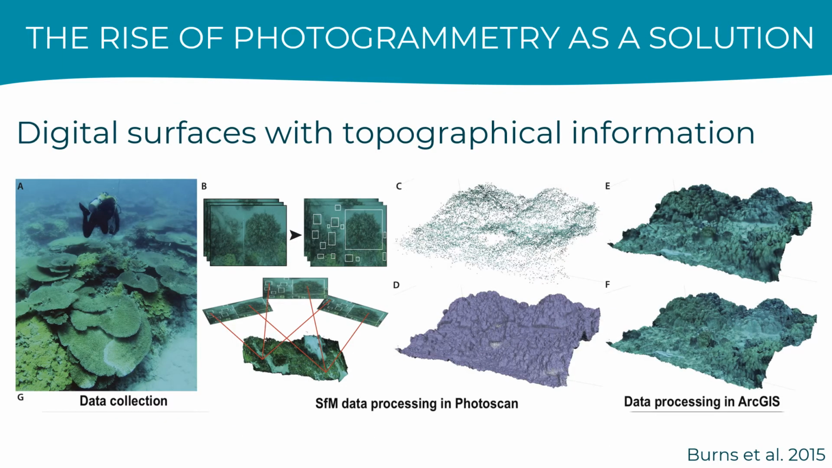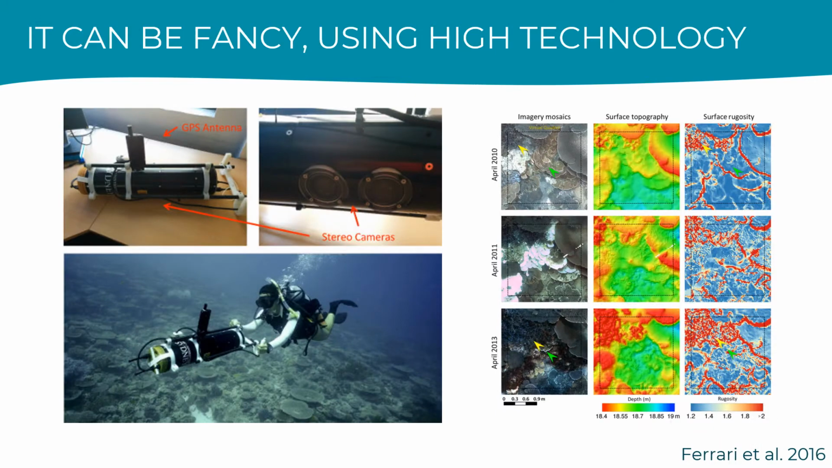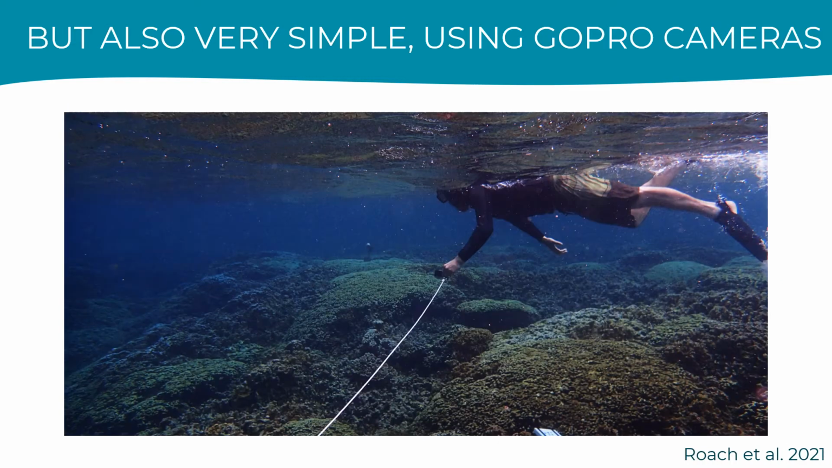Recently, a great solution has come alive: photogrammetry. This technique relies on alignments of photographs with a mesh constructed from coincident pixels, resulting in digital surfaces with topographical information, which therefore maintain the complexity of reef landscape for future computer analysis. It can be performed with high technology, like stereo cameras and fancy equipment. However, it can also be done very simply by recording videos swimming over the reef surface with GoPro cameras.